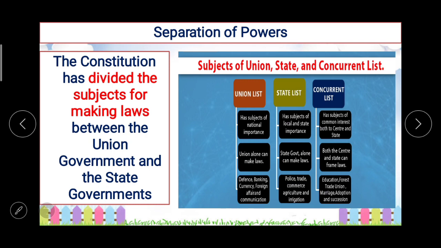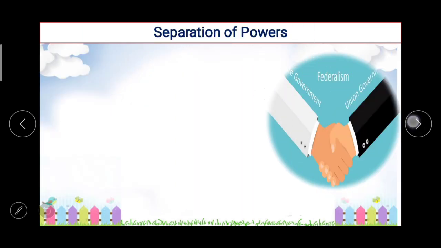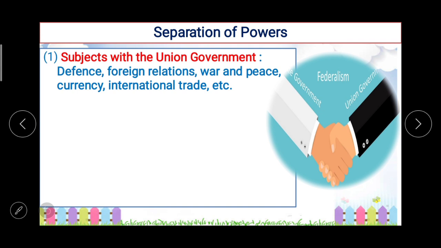So the first is the union list, which contains 97 subjects on which the union government makes laws, and then the state list which contains 66 subjects, and apart from these two lists there is a concurrent list in which 47 subjects are there. Now here we will see who deals with what subjects.